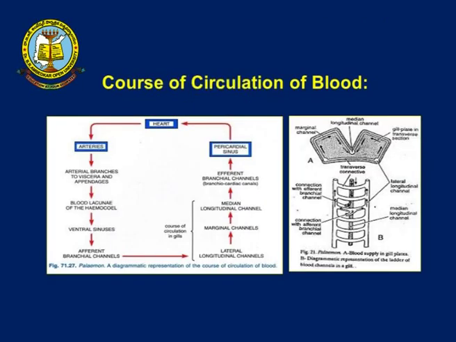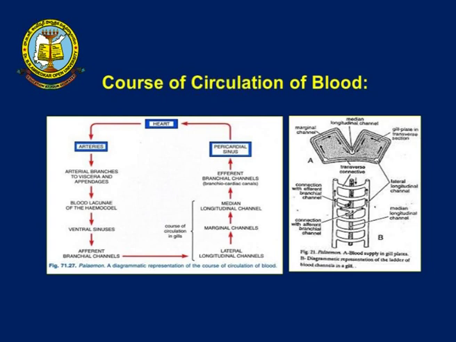So, here you can see all the blood that is being collected goes into the afferent branchial channel. From the afferent branchial channel, they go into the longitudinal channel. From the longitudinal channel, the blood moves into the median longitudinal channel. Attached to the median longitudinal channel are the efferent branchial channels, which go to the gill, take the oxygenated blood and give the blood to the ostia, that is the pericardial sinus.